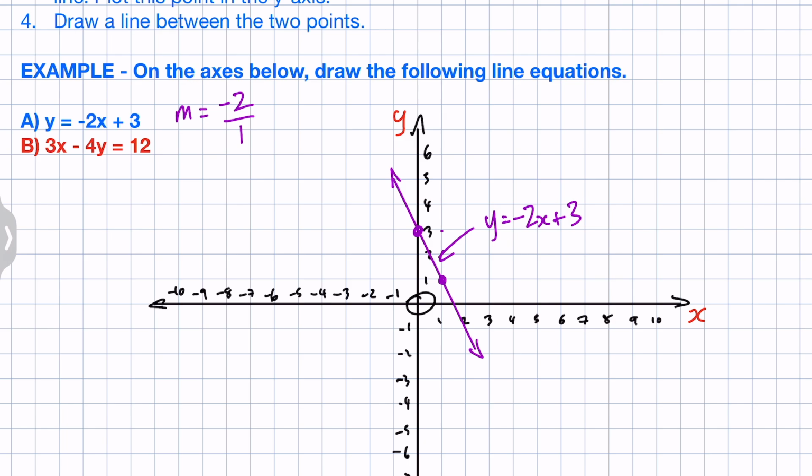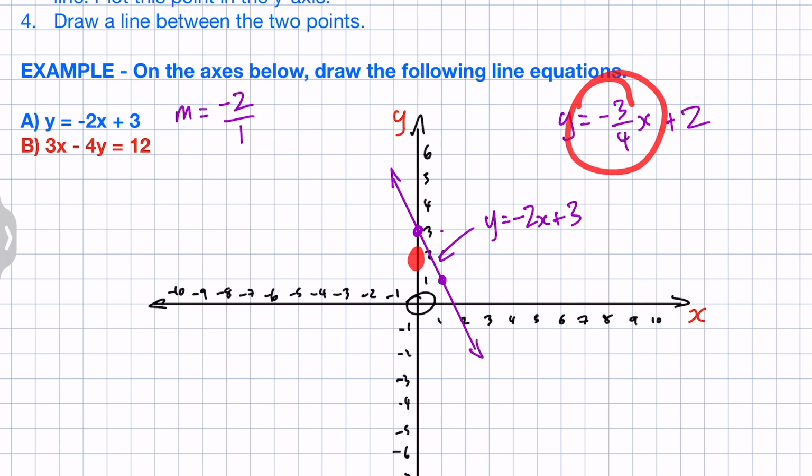So usually this would be a fraction. If it's not normal, the negative 2x should be a fraction. Let's do a different example. If you were asked to draw y is equal to negative 3 on 4x plus 2, where am I going to put my dot for the y-intercept? The 2. It's going to go there.